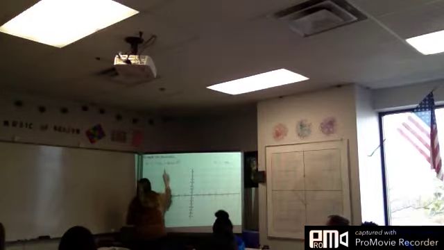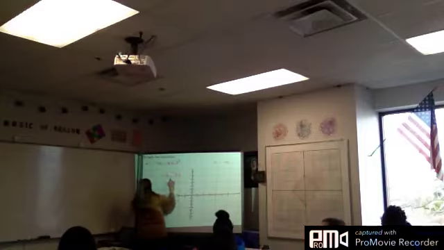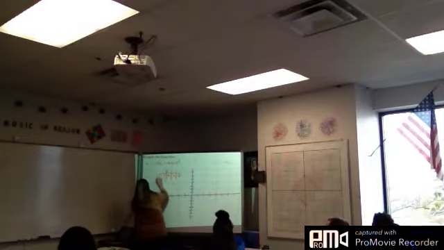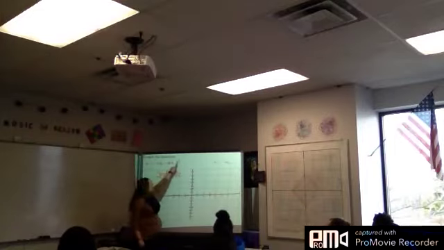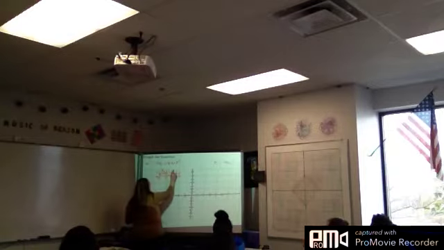plug in -1, 0, 1, and 2, okay, like I did before. But this time I'm plugging into the y, not the x. When I plug -1 in, what do you get out? 1/3. When I plug 0 in, what do I always get out? 1. When I plug 1 in, what do I get out? 3. And when I square it, what do I get out?